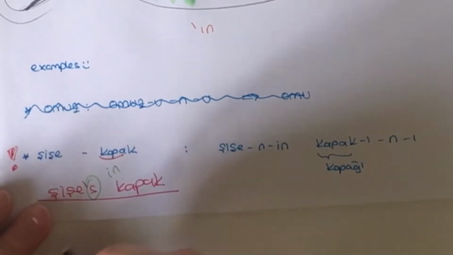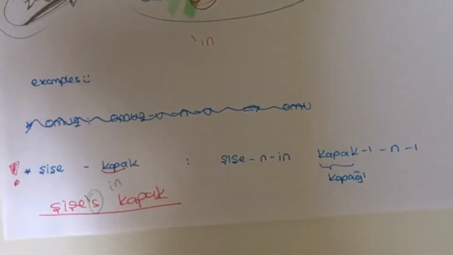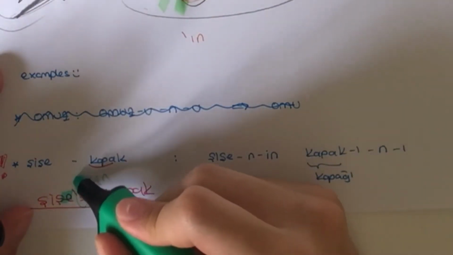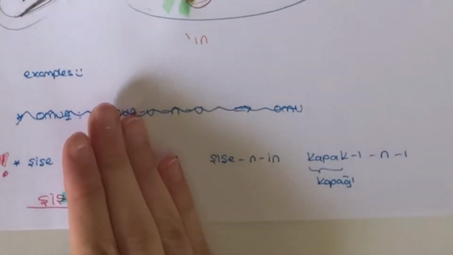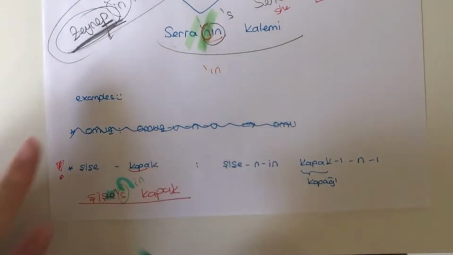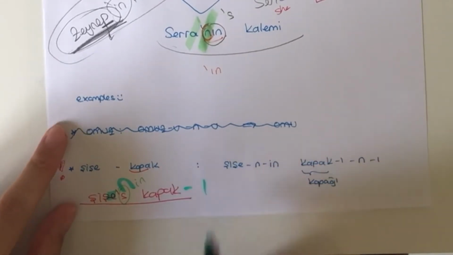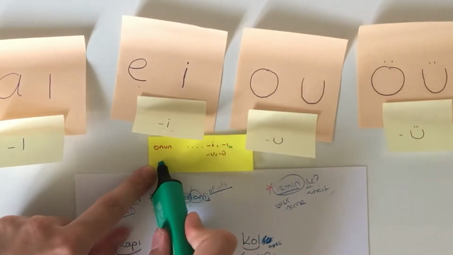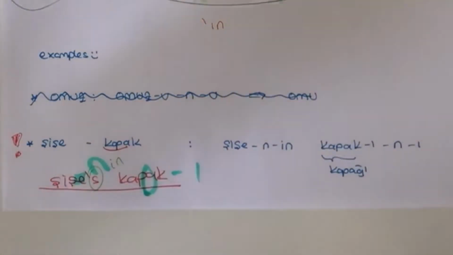But oh no, Serra, you can't turn it into "in" because it ends with a vowel. I have to use the buffer letter N to separate it because it's İsim tamlaması, a noun formation. So it's şişenin kapağı and I add I. How do I know it? Because I check A and it gets I. But here it's different. Kapağı, şişenin kapağı.